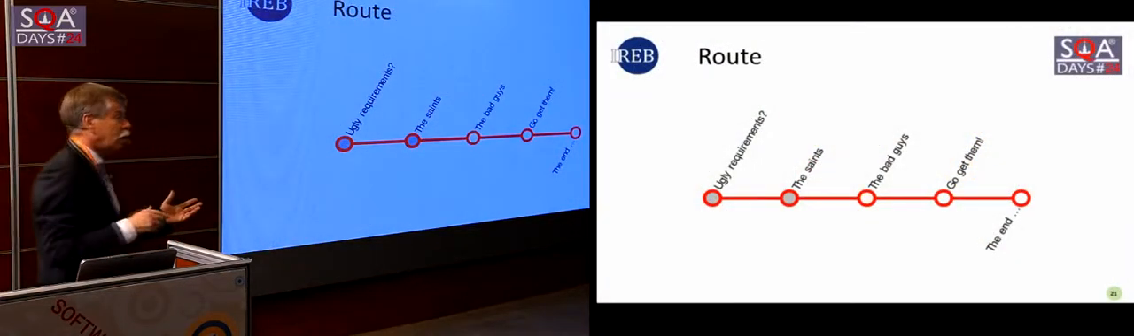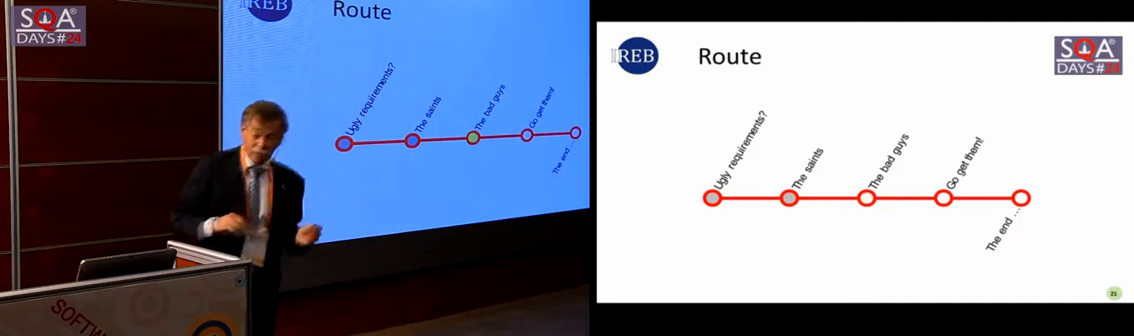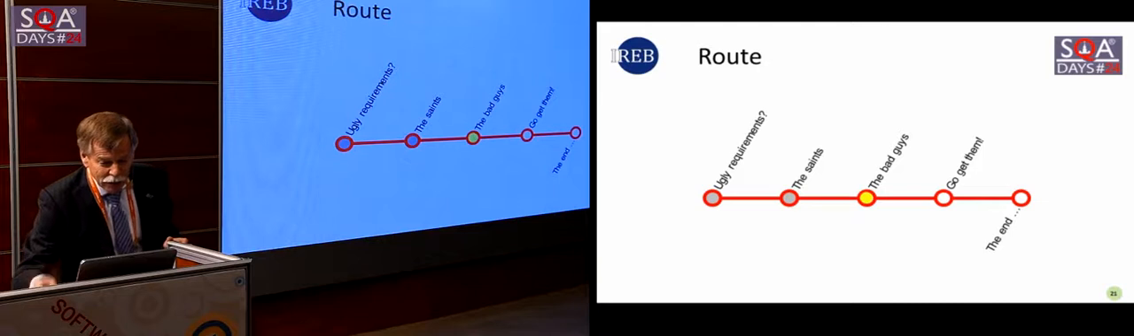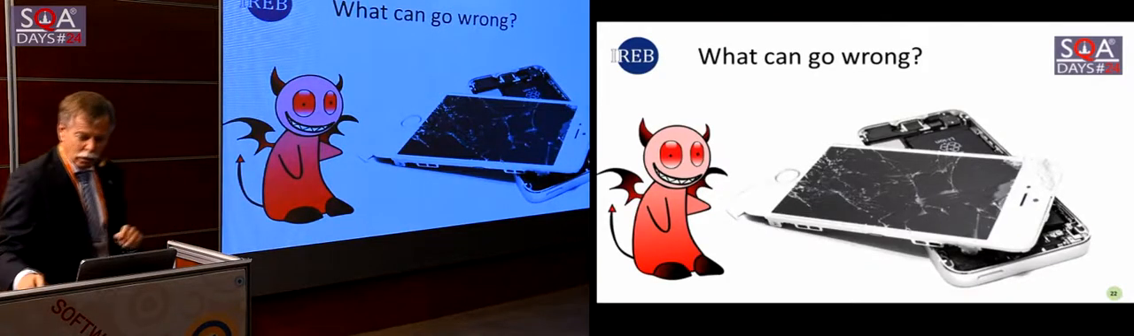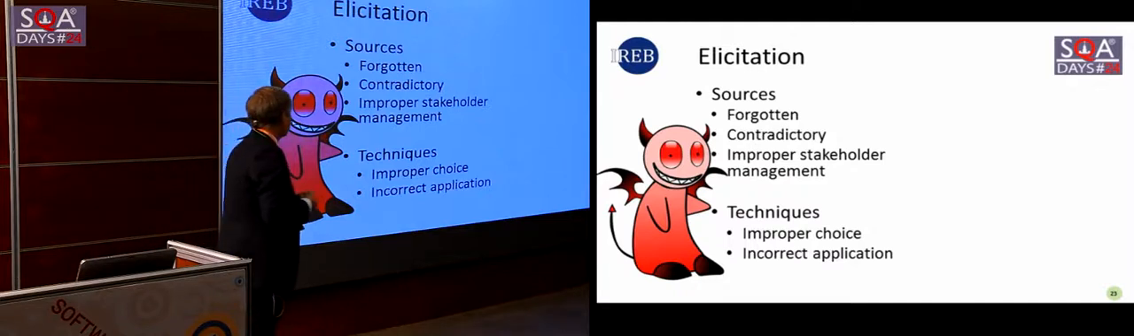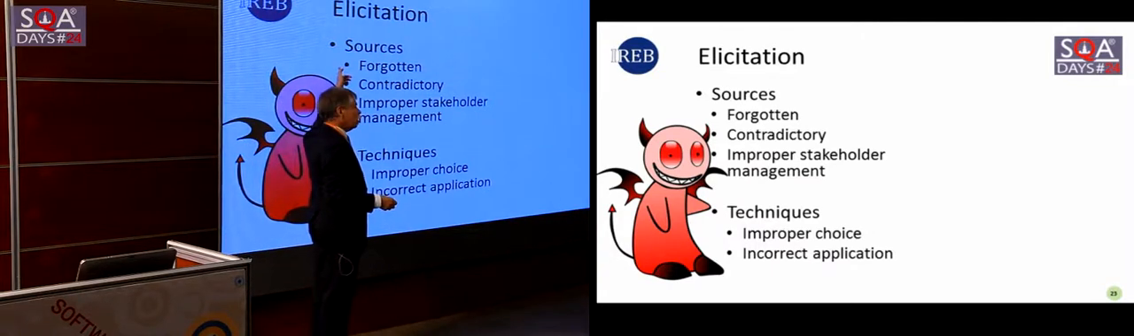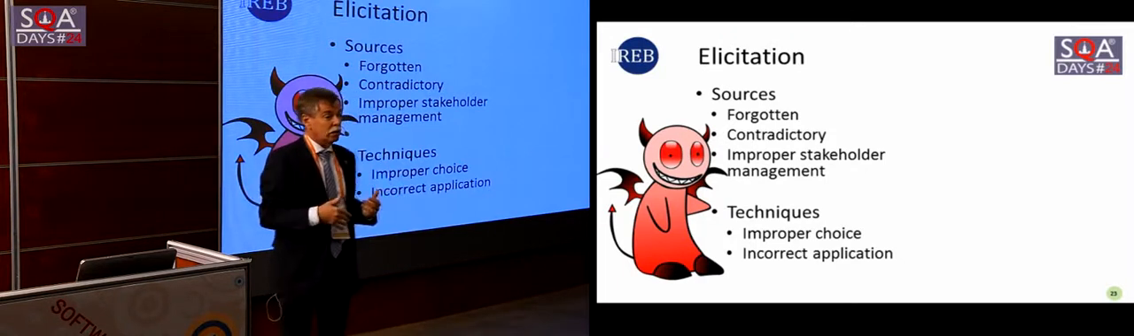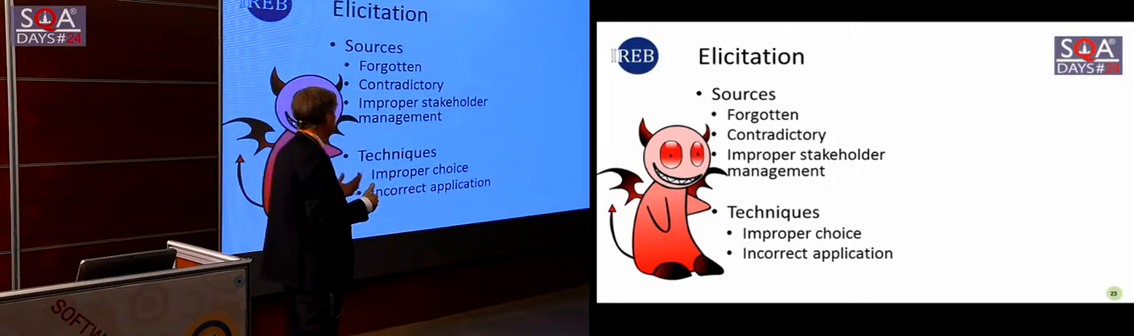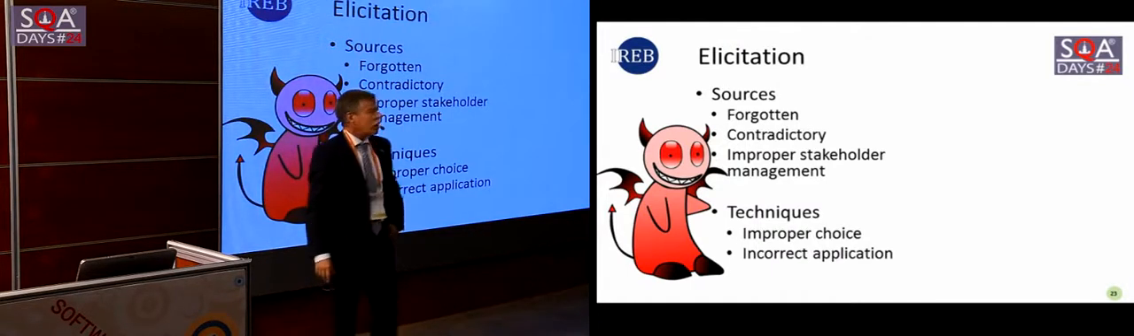And I showed you some processes of good requirements management, and in every step things can go wrong. So let's take a look at the bad guys. What can go wrong in these processes? First, in the elicitation, and we already talked a little bit about it. What can go wrong? We can forget sources. Sources can contradict each other, having different opinions about a certain requirement. And this is a new one, improper stakeholder management.